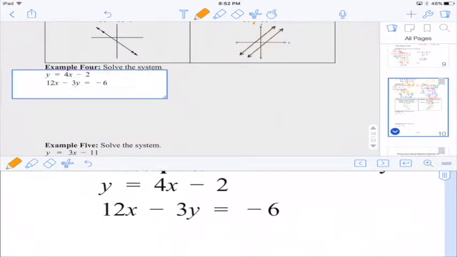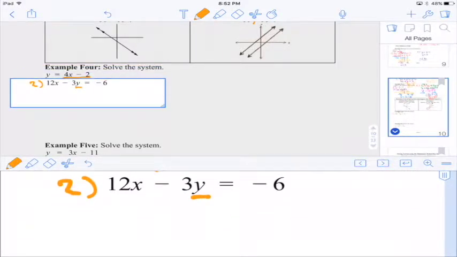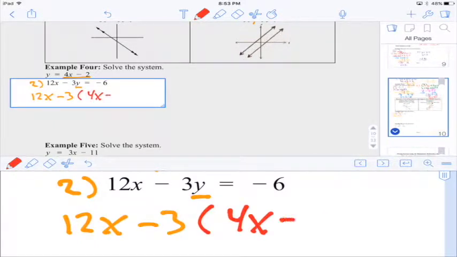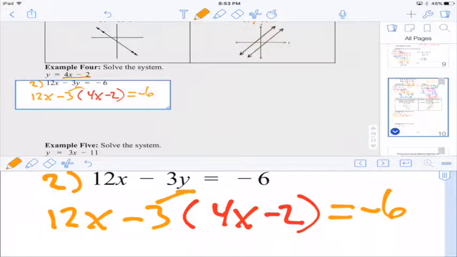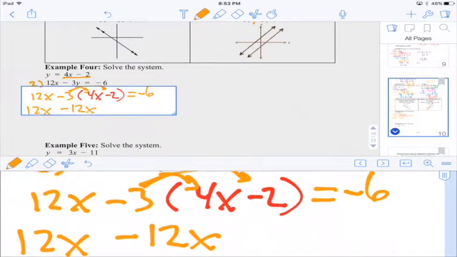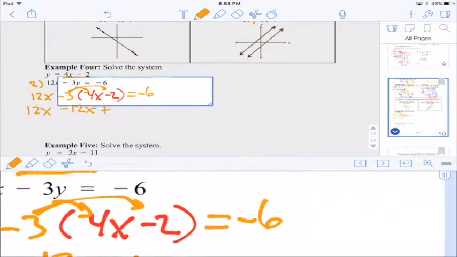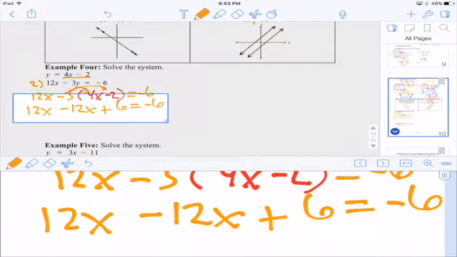Okay, so here's 2. So what I'm going to do is I'm going to make my substitution for y into equation 2. So I have 12x minus 3 times 4x minus 2 equals negative 6. I need to distribute. So negative 3 times 4 and negative 3 times negative 2. So 12x, negative 3 times 4 is negative 12x. And negative 3 times negative 2, negative times a negative, positive. 3 times 2 is 6. So I distributed. Now I need to combine like terms.